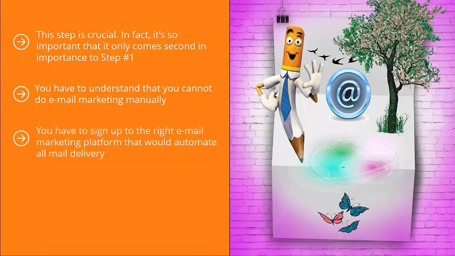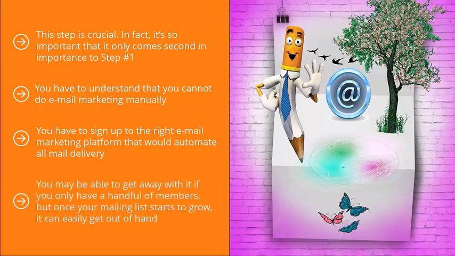You have to sign up to the right email marketing platform that would automate all mail delivery. You might think that this is a pretty simple process. It isn't. It's very hard to manually keep track of people signing up and unsubscribing to your list. You may be able to get away with it if you only have a handful of members, but once your mailing list starts to grow, it can easily get out of hand.